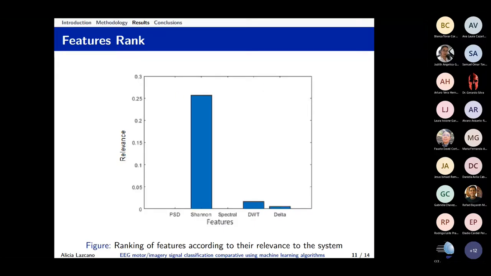The feature selection rank. In the image, the rank of the most important features extracted for the system can be appreciated. There are the Shannon entropy and the discrete wavelet transform. This information has different outputs for the classification of the system, because not every extracted feature allowed classifying EEG signals in the same way. There is a relevance ranking for the system. We are going to see this and discuss it further.